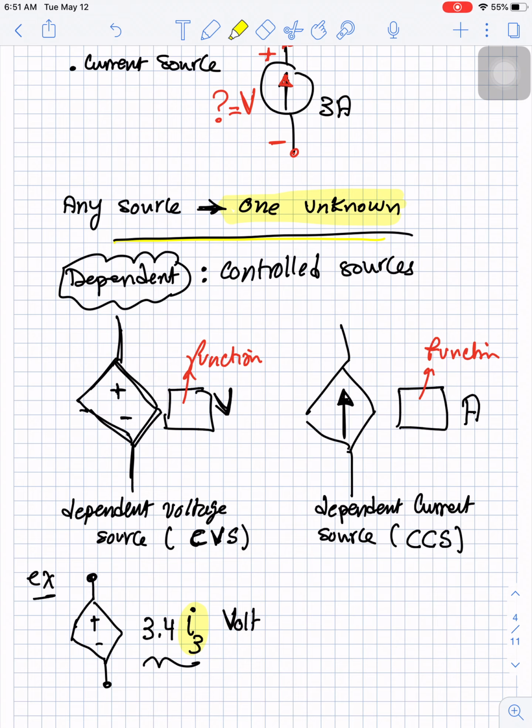So still the value here is given, but instead of being given directly as a value, it is given as a function. So if the voltage is a function of the current, we call this current controlled. And because it's a voltage source here, we name this current controlled voltage source, or CCVS.